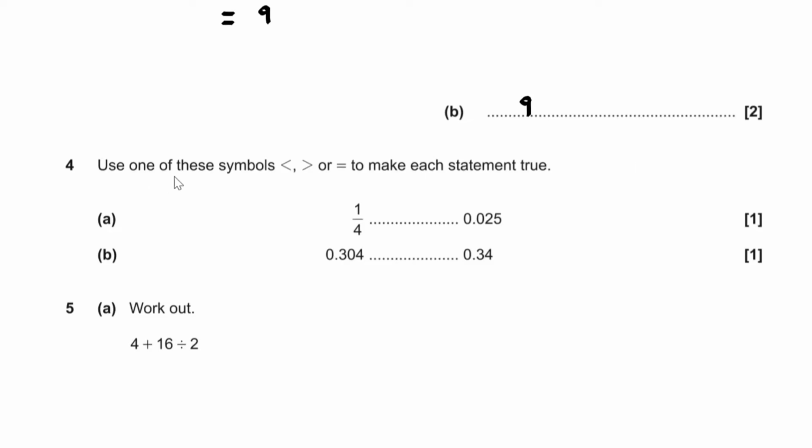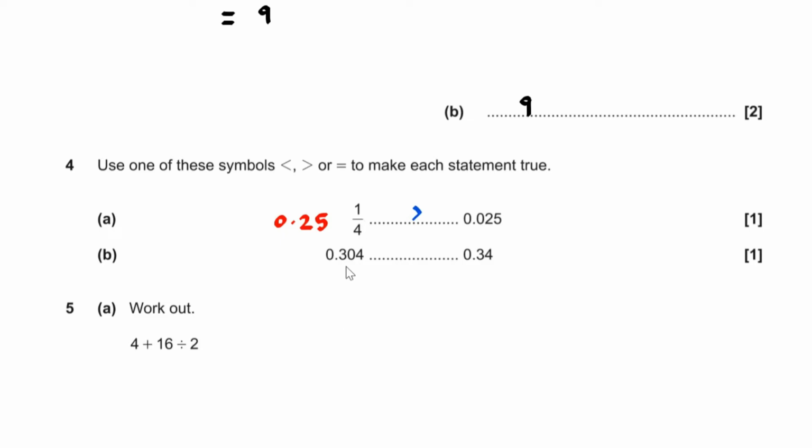Question number 4. We have to use one of these symbols to make each statement true. Part A. We've got 1/4 and 0.025. Well, 1/4 is the same as 0.25. So we are comparing 0.25 with 0.025. We can see the 0.25, in other words the 1/4, is greater than the 0.025.